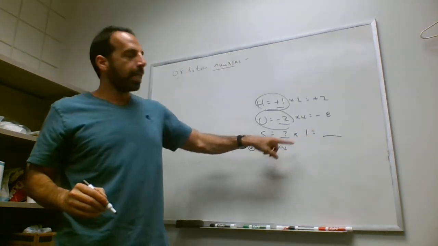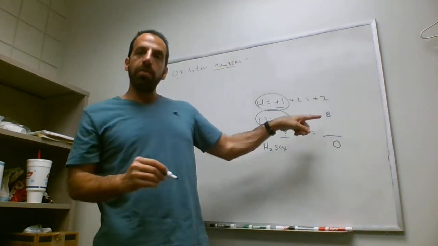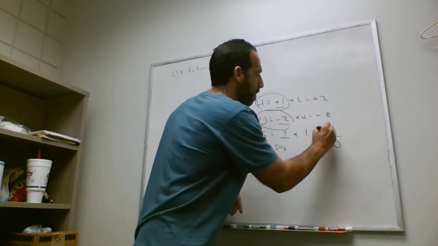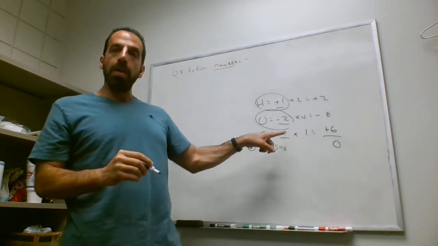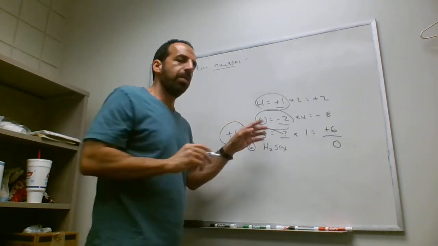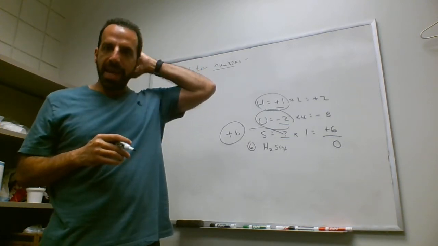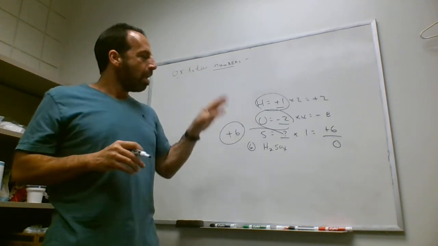There's 1 sulfur. Again, this has to be neutral, so the total charge has to be 0. To make this neutral now, sulfur has to be positive 6 total. There's only 1 of them, and so in this case, sulfur is going to be positive 6. So again, it's kind of like when you're trying to figure out the charges of these cations, you're kind of working out backwards.